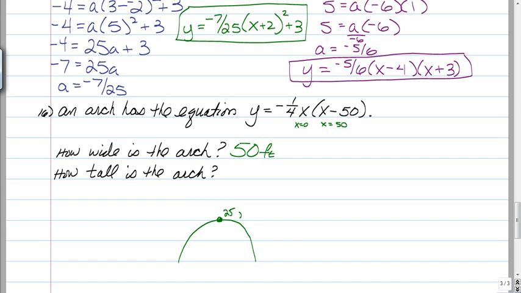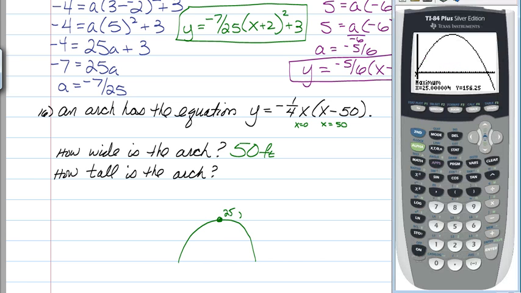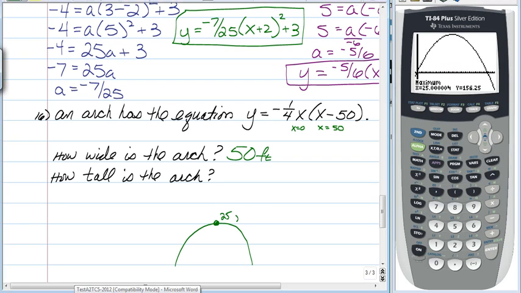comma, 156.25. So the x is just the distance. The height is what we want, our y value. So how tall is it? 156.25 feet. And we just found that by finding the maximum with our graphing calculator.